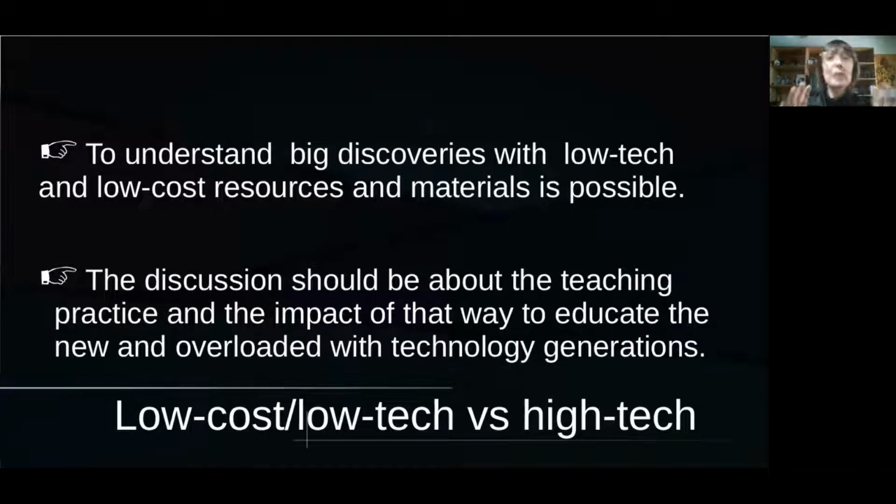Permit me to present two big ideas. The first one is connected with the understanding of the contents, of the concepts. And we propose that to understand big discoveries with low technology and low cost resources and materials is possible. This is the base of the proposal of low-tech astronomy.